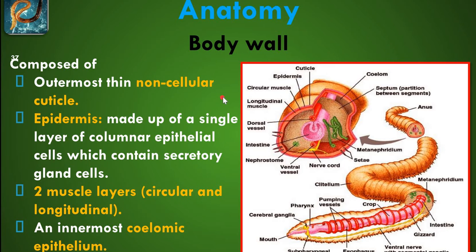So the body wall of the earthworm is composed of an outermost thin non-cellular cuticle. Then there is epidermis, which is made up of a single layer of columnar epithelial cells. Now, if you remember, we have studied about these cells in our previous videos. They contain secretory gland cells which secrete different substances. And then we have two muscular layers, circular and longitudinal, and then the innermost coelomic epithelium.